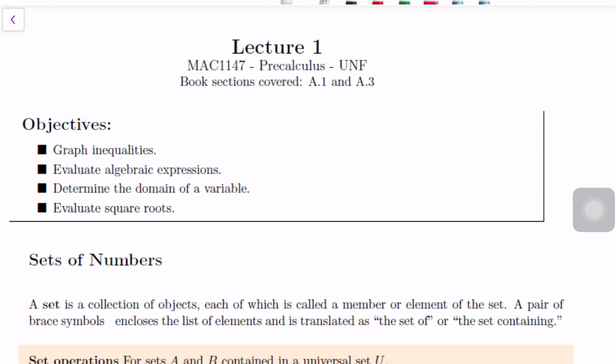Okay, we're starting lecture 1 with describing sets and operations on them. So what is a set? Well, a set is just a collection of objects, which in our settings, most of the time, will be numbers. And those objects inside the sets will be called elements of the set or members of the set.